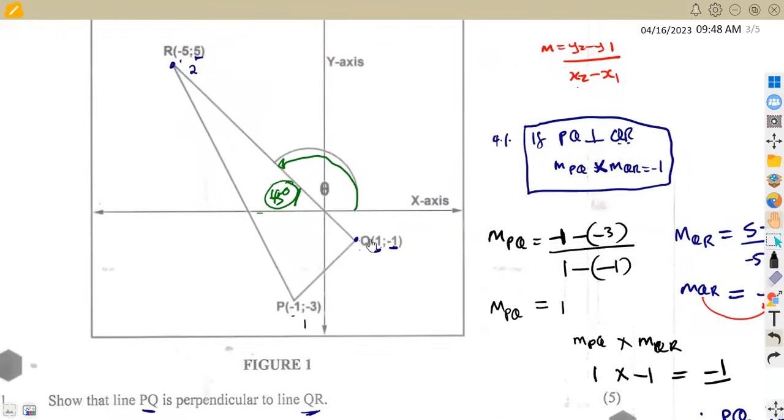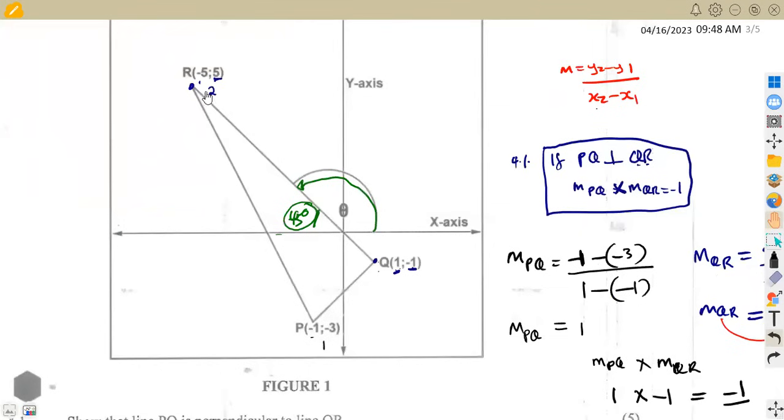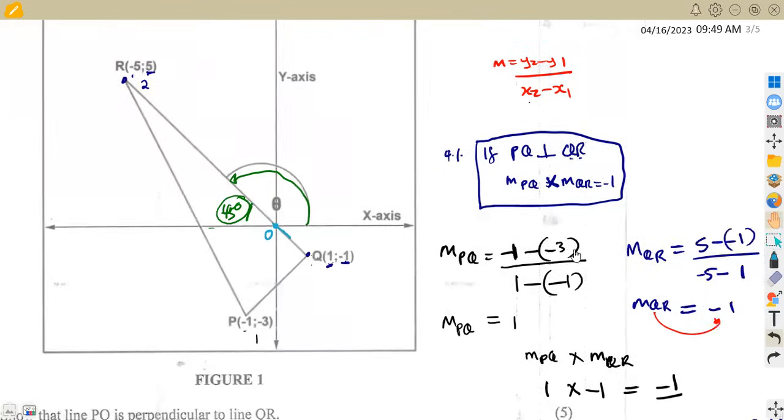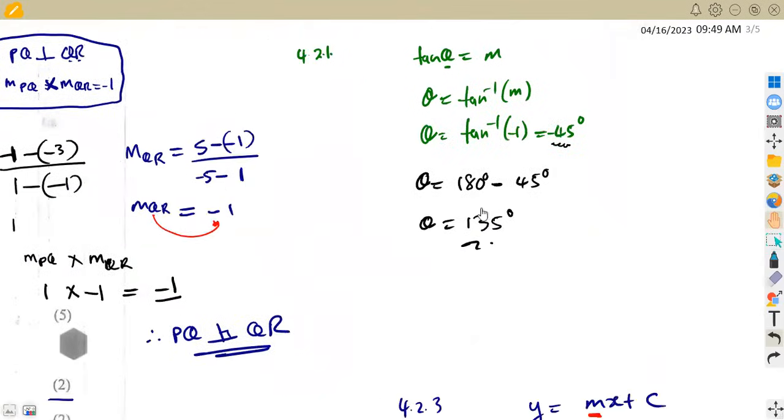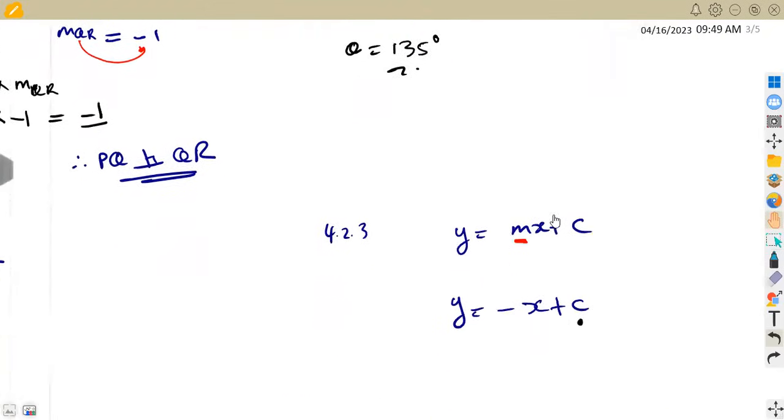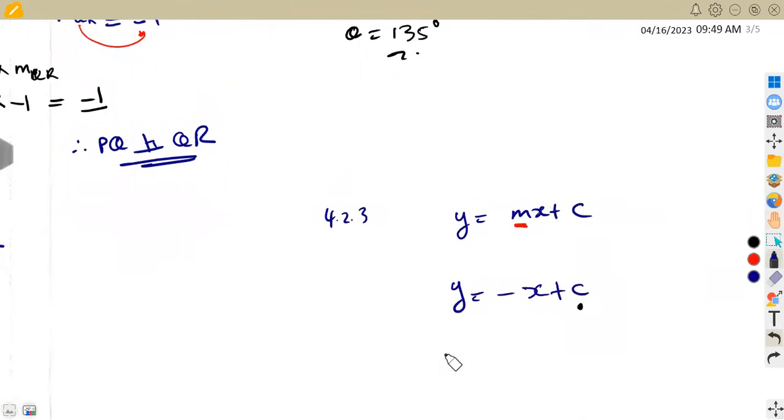This is our line QR here. So you can substitute any of the points. You can substitute R, you can substitute Q, but the advantage of this question was that this line passes through the origin, and we know that is where your y-intercept is equal to 0. So the y-intercept, if it passes through the origin, is at 0. So we can write this equation as, therefore, y = -x + 0, which is y = -x.